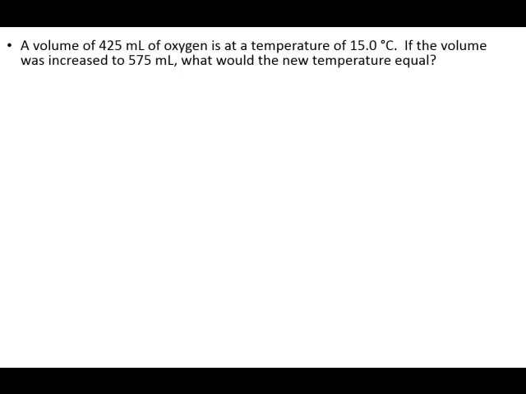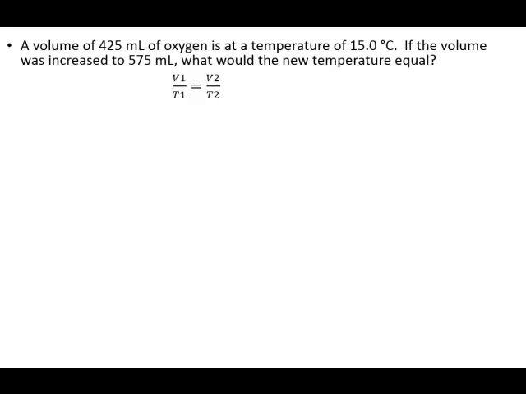Here we have a volume of 425 milliliters of oxygen at a temperature of 15 degrees Celsius. If the volume was increased to 575 milliliters, what would the new temperature equal? Okay, so remember, it's a direct proportion. If the volume goes up, the temperature should go up also. So let's see what happens. This problem only involves volume and temperature, so it's a Charles's law problem.